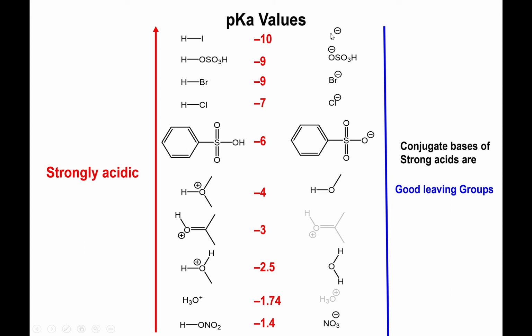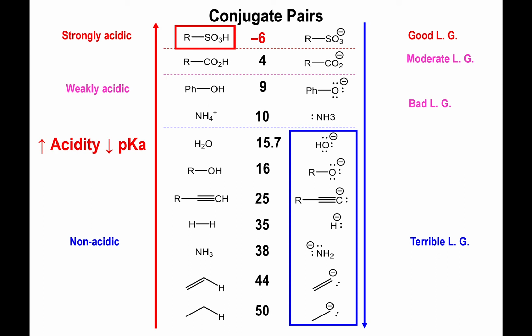Notice really what we have here. We have iodide, hydrogen sulfate, bromide, chloride, tosylate, the regular alcohol, water, nitrate. All of those things make up good leaving groups because they derive from strong conjugate acids. Now, when you look at the actual list that I've told you to memorize from the previous lecture of acid-base chemistry, all the strong acids are located above carboxylic acids. So everything up here is going to have negative pKa's and be a strong acid. Those are the things that give you good leaving groups.